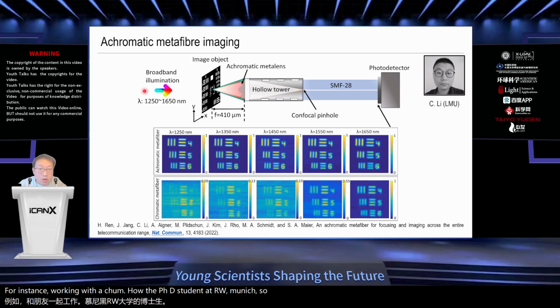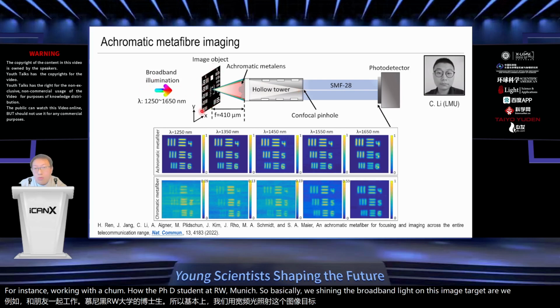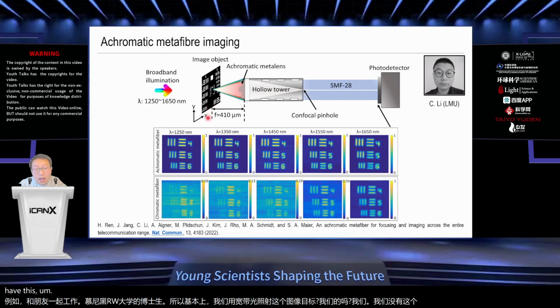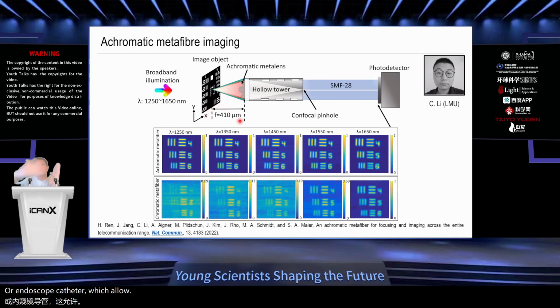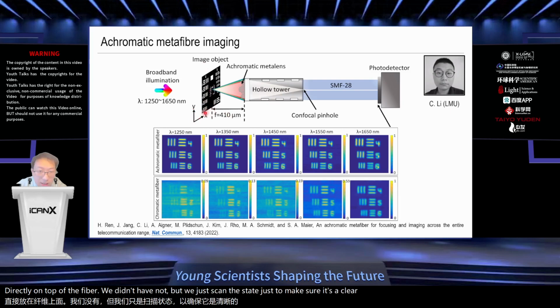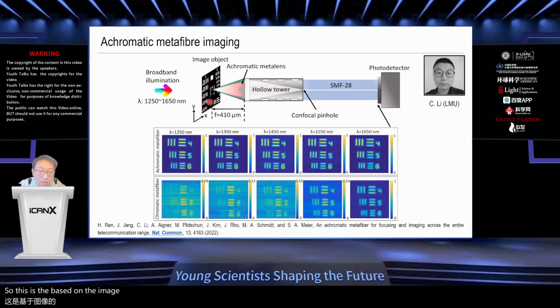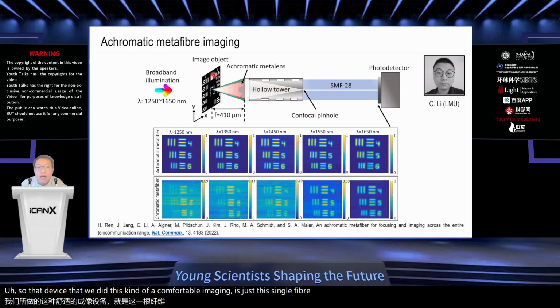So basically, we are shining the broadband light on this image target. We didn't have this endoscope catheter, which allows you to scan the fiber directly on top of the fiber. We didn't have that, but we just scan the stage just to make sure it's clear. So this is based on the image object. The image itself is scanning, but the device that we did this kind of confocal imaging is just this single fiber between the image and the photo detector, right?